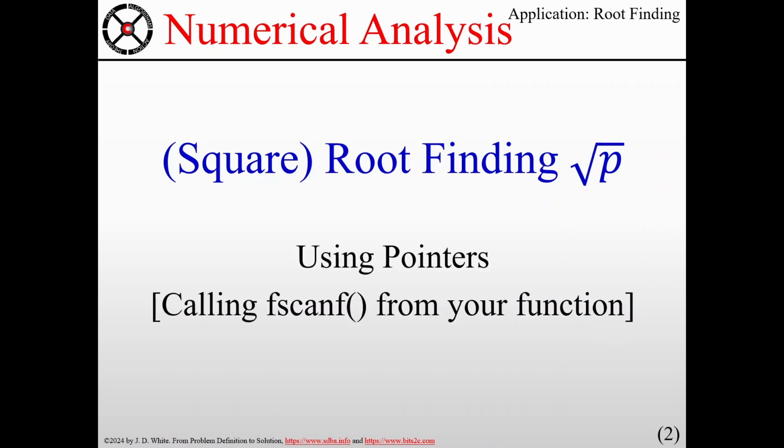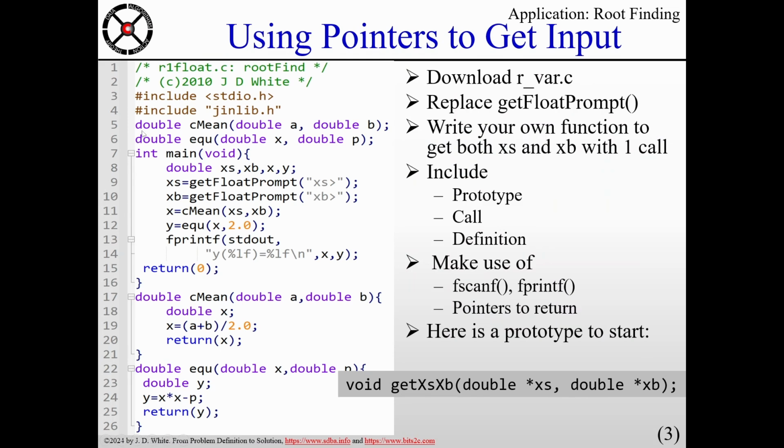And what we want to do now is to use pointers so that I don't use get float prompt. Get float prompt, I would suggest that if you want to use it in the future, you can copy that because it's a safe input routine, which means it checks for errors. So this is basically the example. You are starting from this code, and we want to replace the get float prompts with our own functions.